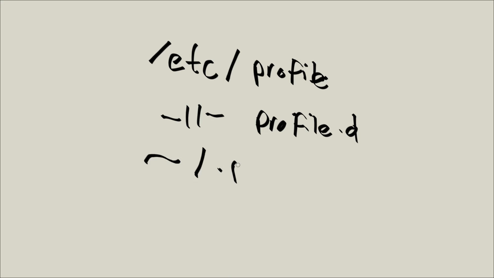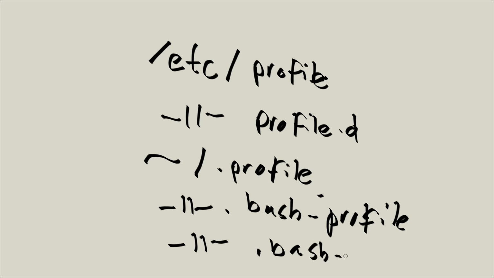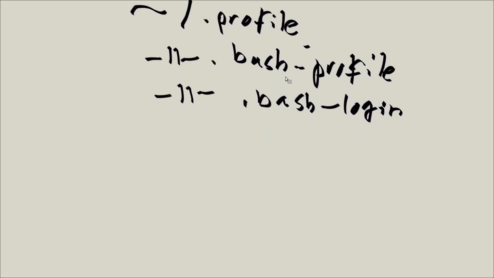Then we have files from our home directory. The first one is .profile. The second one is .bash_profile, also in our home directory. And the last one is .bash_login, also in our home directory. Basically those are the files which are read by the login shells.